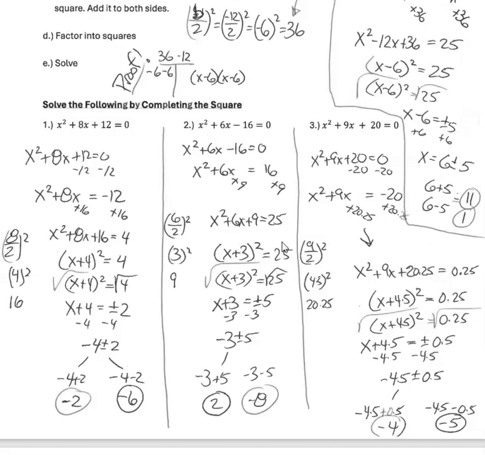You're going to have to take my word for it that it factors to be the x plus the 4.5. It's always going to be the x and then whatever half of your b was before you squared it. And that all equals 0.25. You square root both sides. You get x plus 4.5 equals plus or minus 0.5. And when you solve, you get negative 4 and negative 5.